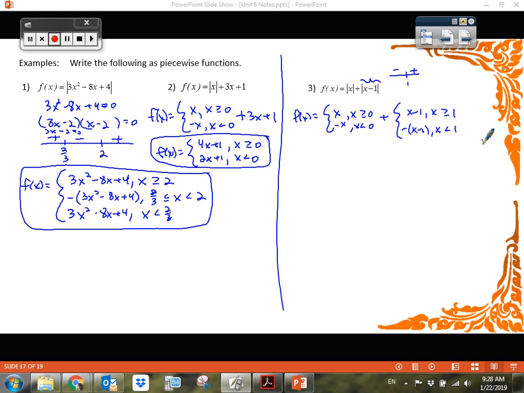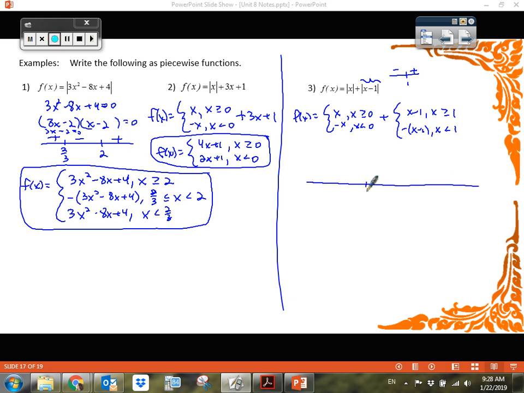Now, I encourage you to do this next step. My students that like to conserve energy really don't like doing this next step, but I promise you, if you do it, you are less likely to make a mistake. And so what I like to do is I'm going to do a number line.